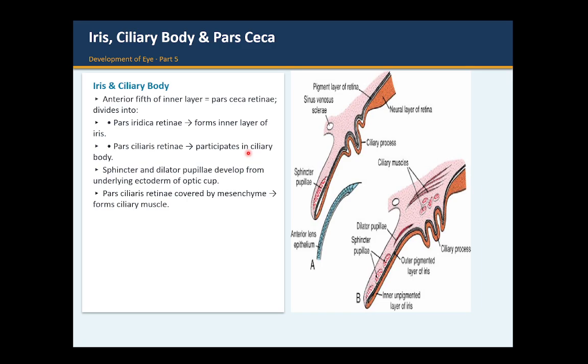As it goes forward, it is going to form the iris and the ciliary body, and the iris and ciliary body have these two muscles. One is the sphincter pupillae and dilator pupillae, both ectodermal in origin, while the ciliary muscle, which is a part of the ciliary body, arises from the mesenchyme, which is mesodermal in origin.